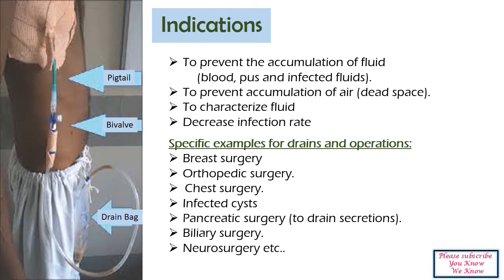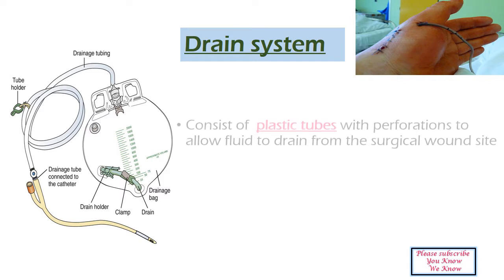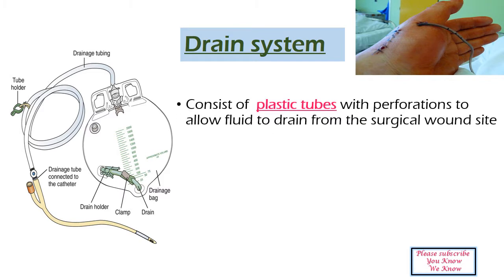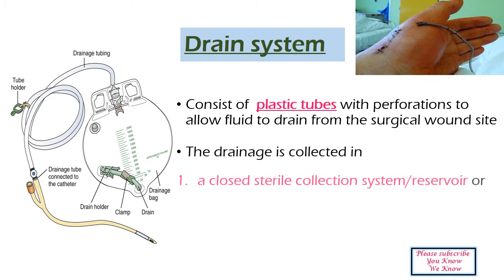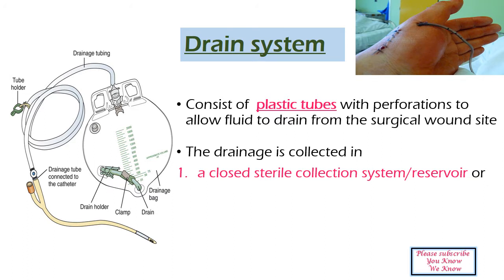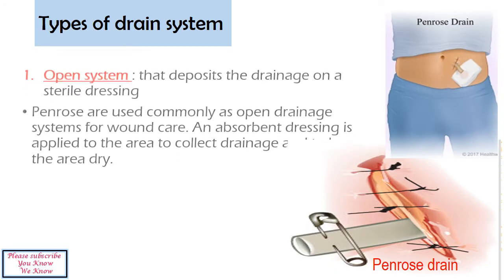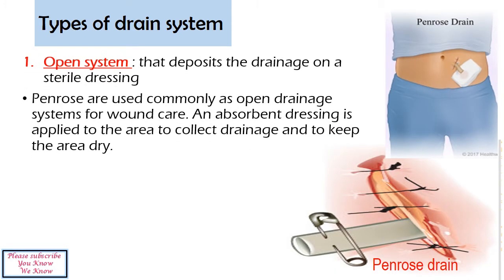biliary surgery, neurosurgery, etc. A drain system consists of plastic tubes with perforation to allow fluid to drain from the surgical wound site. The drainage is collected in either a closed sterile collection system or reservoir, or an open drain system that deposits the drainage on a sterile dressing.